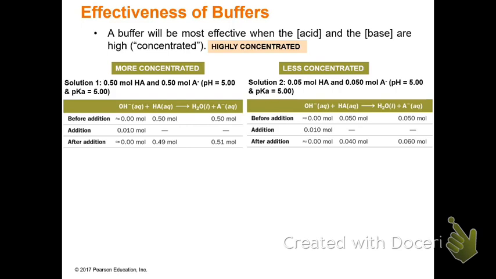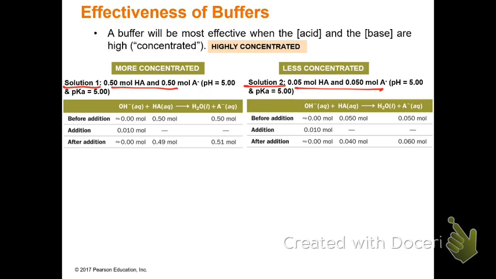So let's look at solution number 1. So we have solution 1 here that contains a 1-to-1 ratio between the acid and the conjugate base at a concentration of 0.5. Okay, whereas solution number 2 here contains tenfold less, right? So this is 0.05 mole of the acid and 0.05 mole of the conjugate base. So you can see that by adding a base into the buffers, how would that change the pH? And what is the total percent change in the pH?